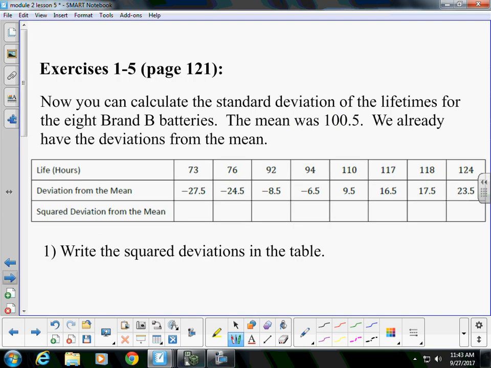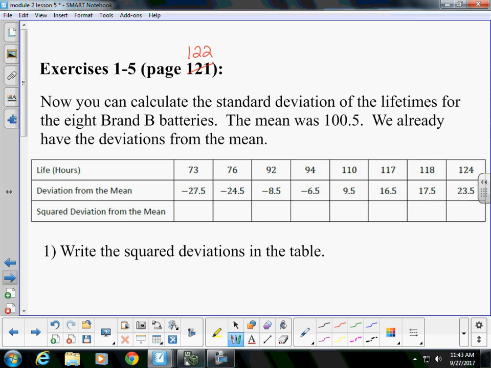Okay, so let's turn over to page 122, and we're going to do an example together. We're going to calculate the standard deviation of the lifetimes of the 8 Grand B batteries. The mean was 100.5. We already have the deviations from the mean. This was back on lesson 4.